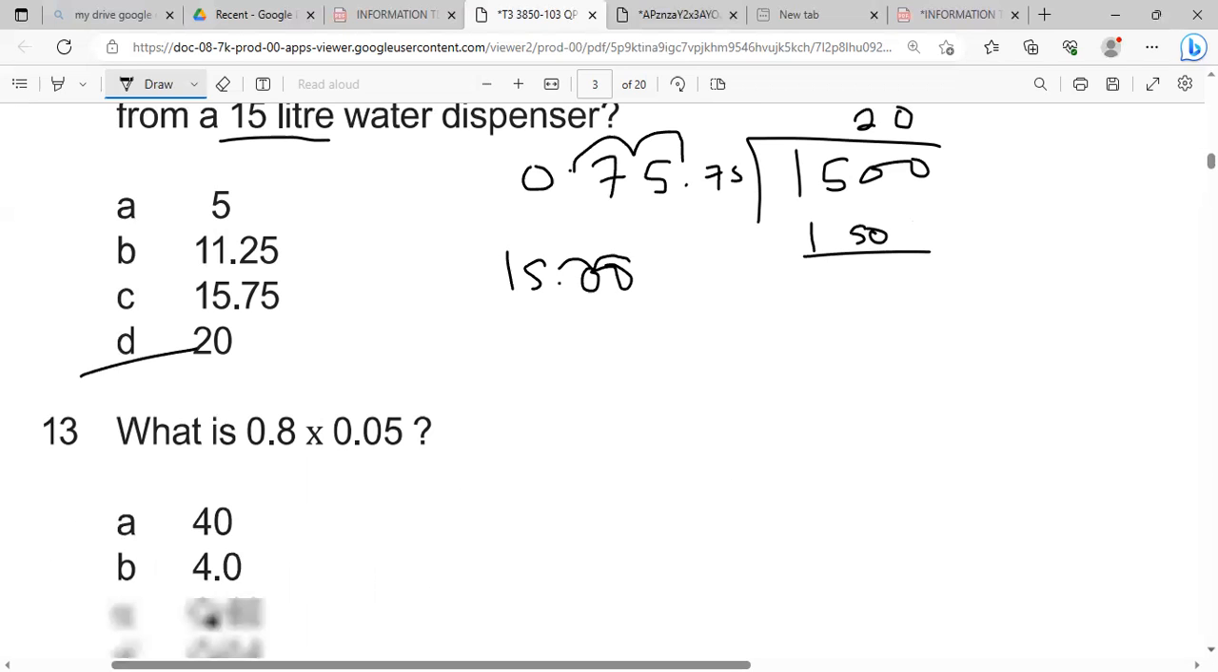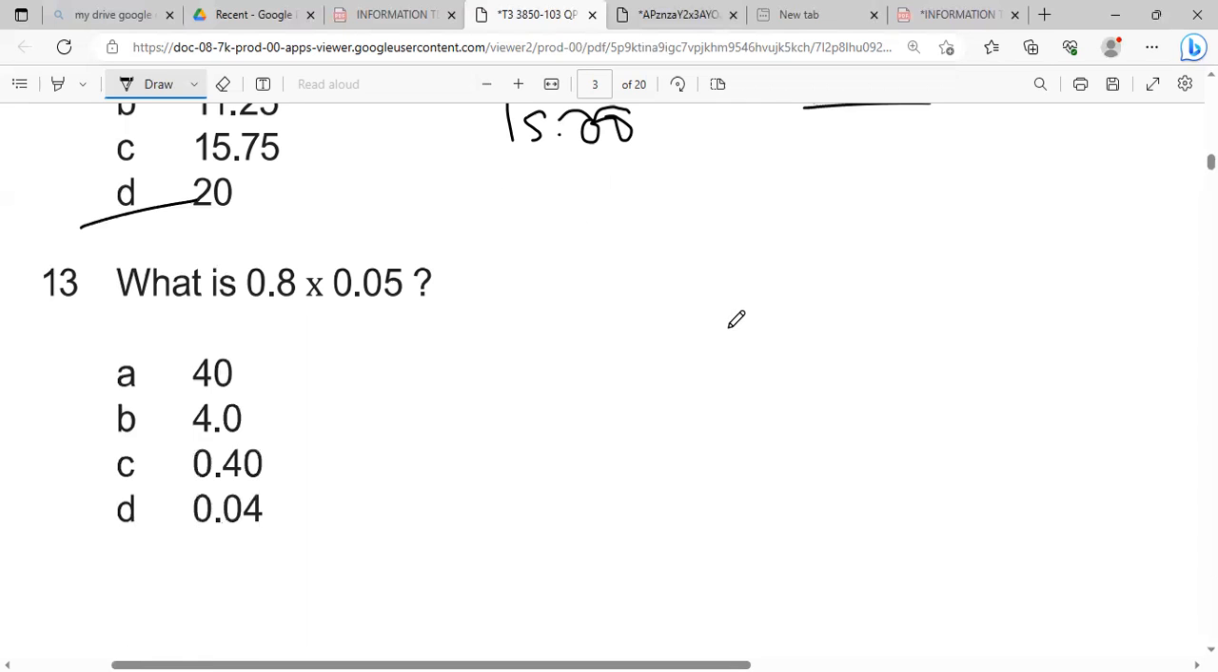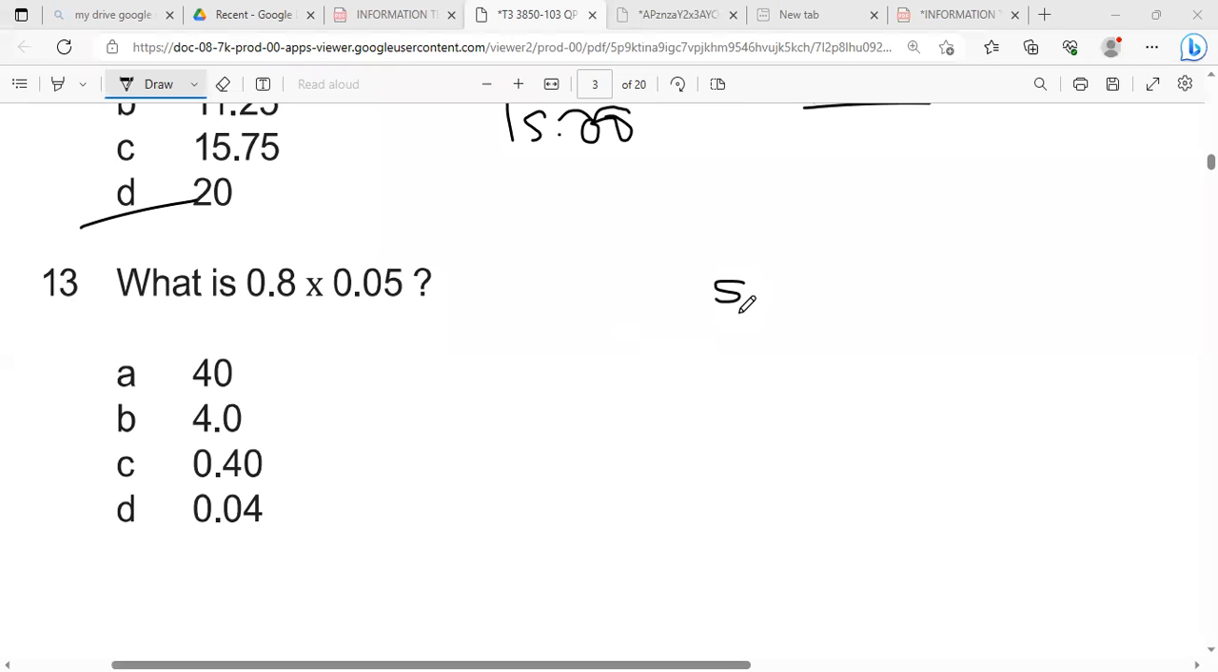Number 13 says, what is 0.8 multiplied by 0.05? So it's just 5 times 8, which is 40. However, what we're going to do now is count the total number of decimal places. So we have 2 here and we have 1 here. So that's a total of 3. So we have the 40. And of course, the decimal point is right here. So we're going to move 3 places. 1, 2. So we add our next number. So this now would be D.